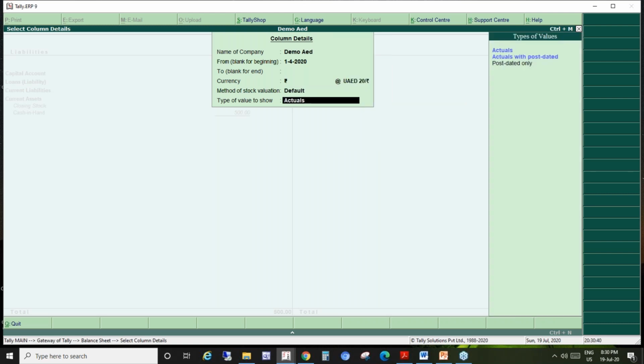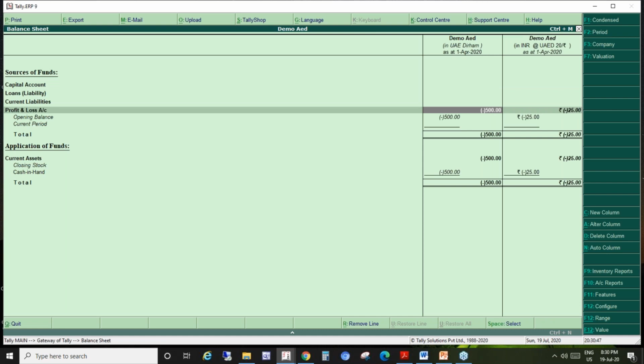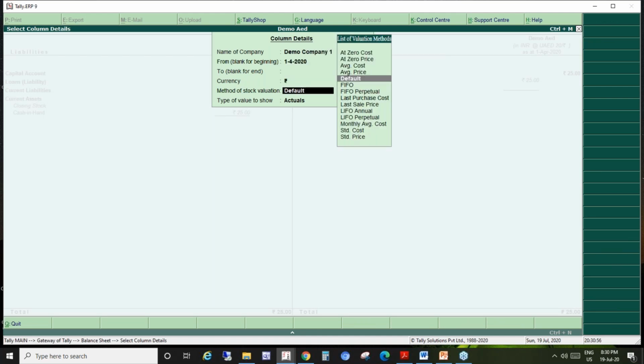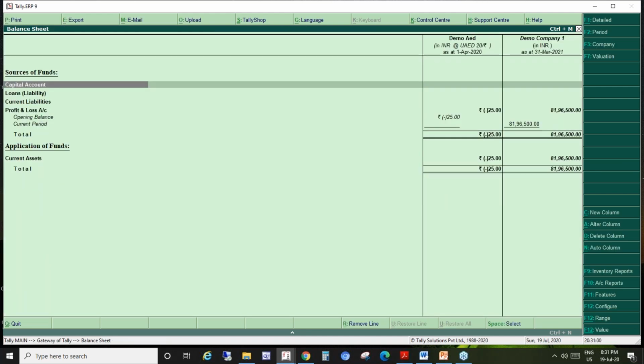Now this is a company in INR. Okay, you remove this by clicking Alt D and then creating one more column, selecting the other company and then putting it. So now you get both in INR, USD 20 rupees and in INR only. So both of them can be there together.